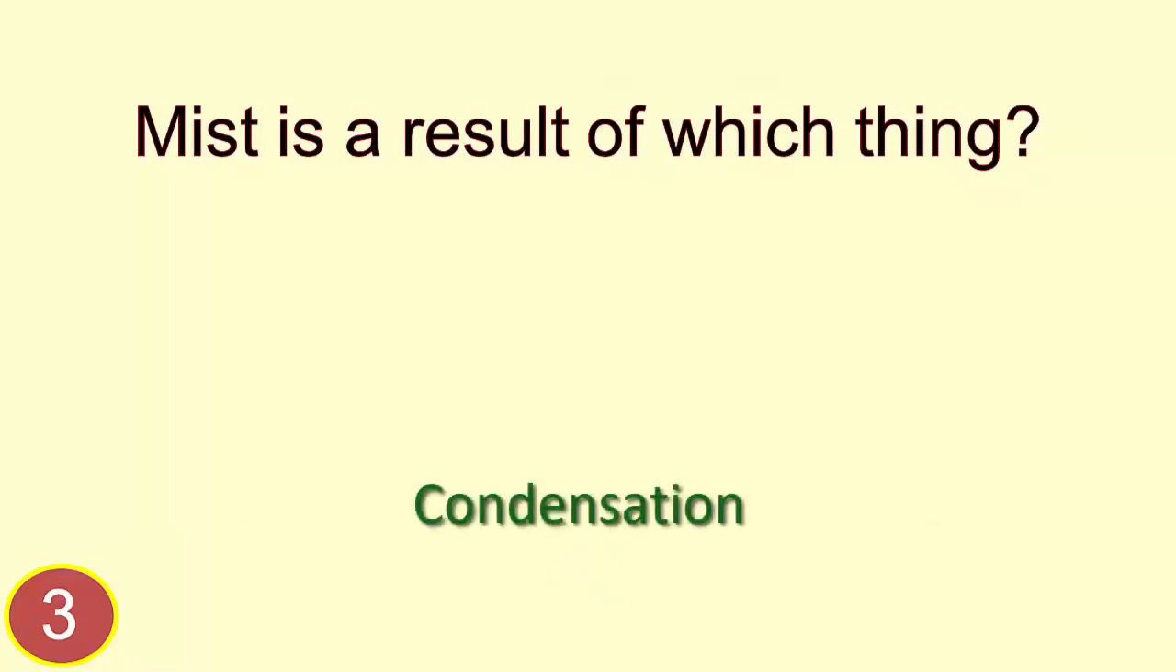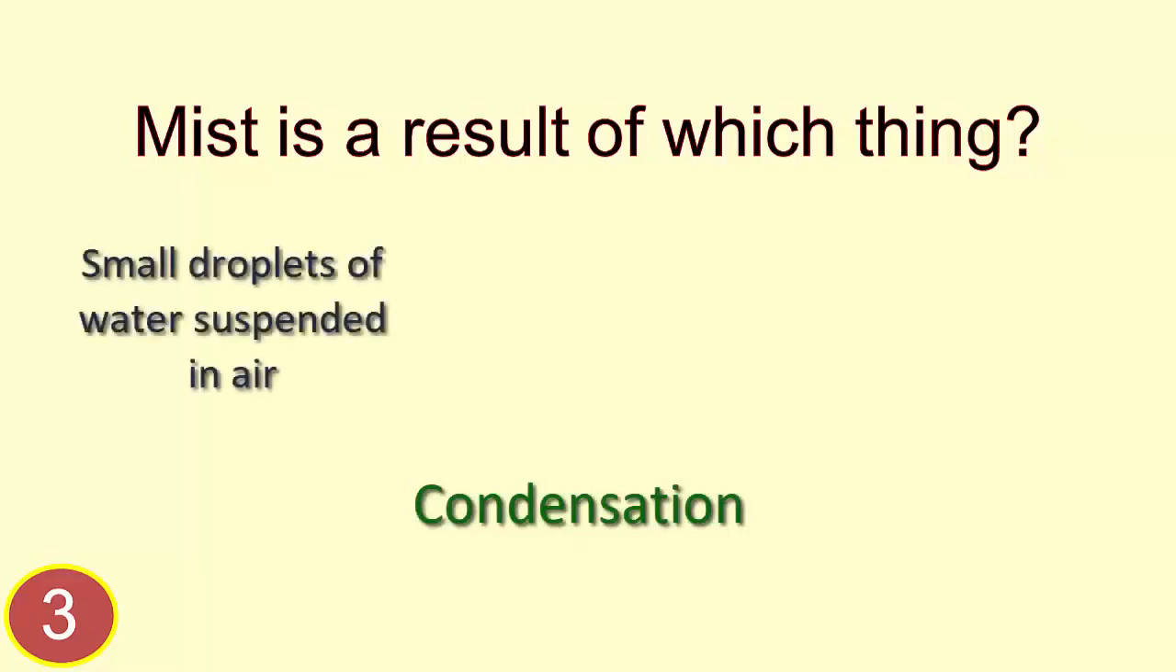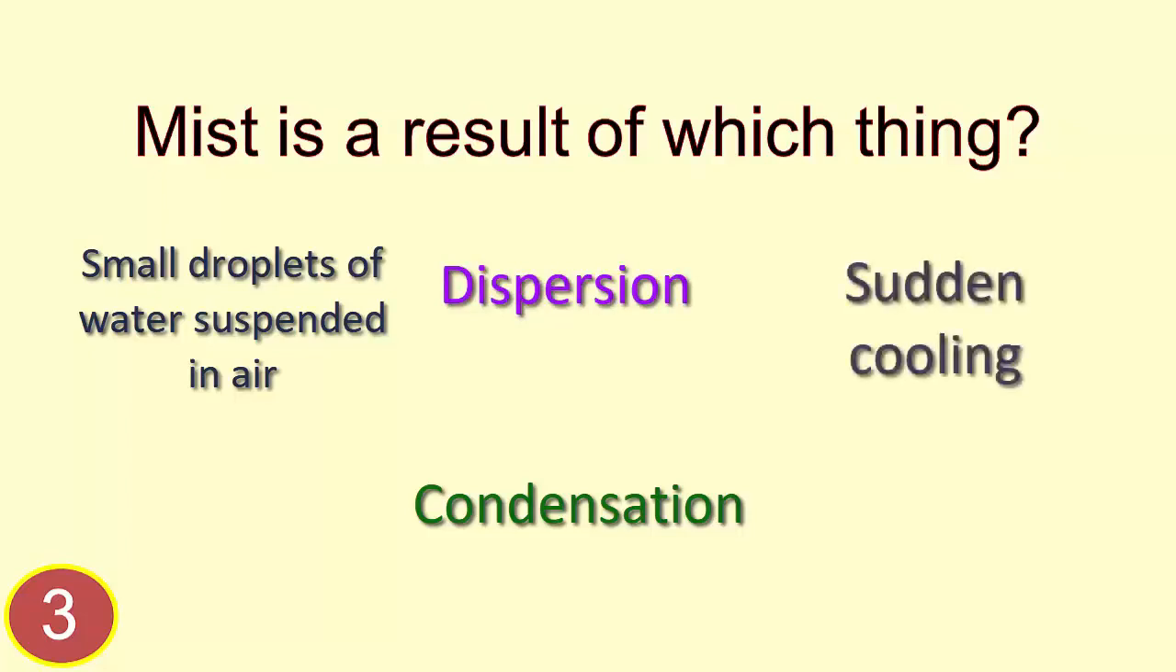Answer is condensation. Mist is a phenomenon caused by small droplets of water suspended in air. Physically, it is an example of dispersion. It is most commonly seen where warm, moist air meets sudden cooling.